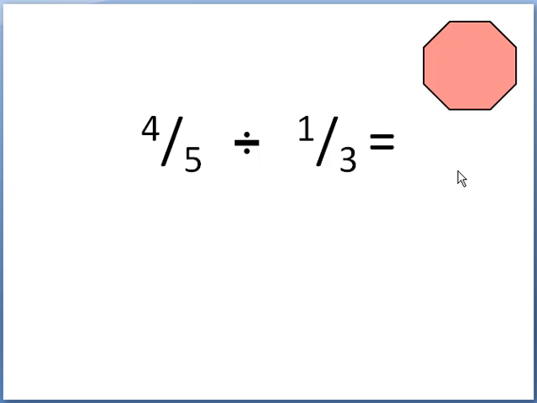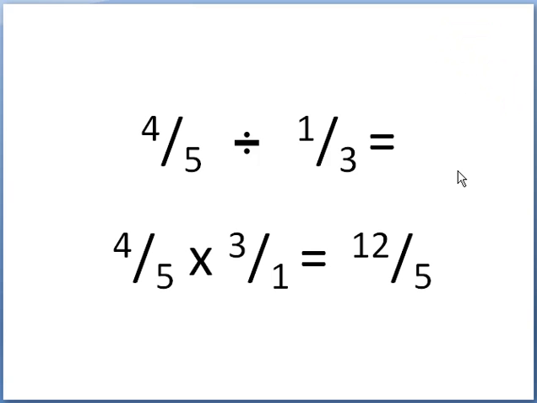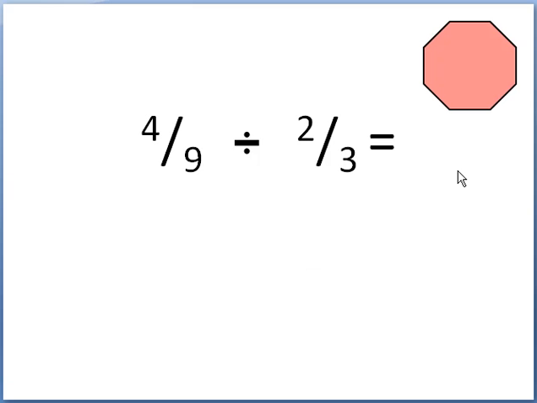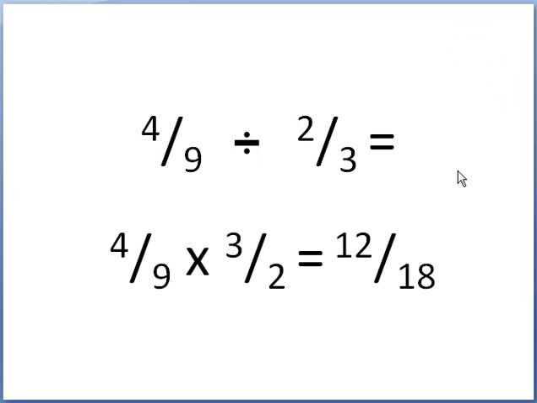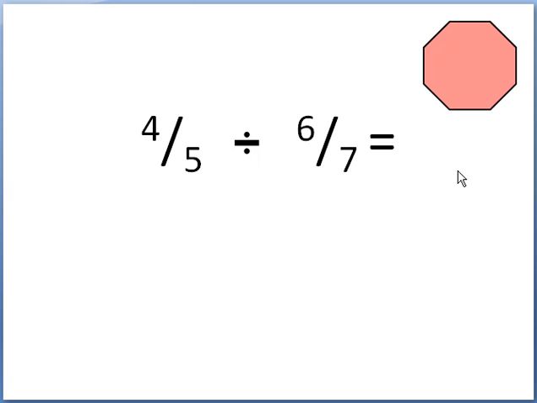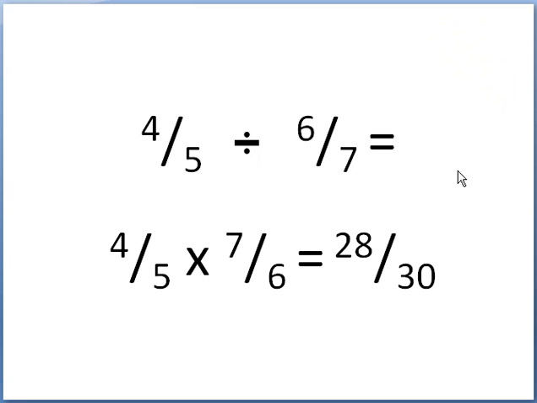Click on the stop sign and try to solve the problem. The correct answer of 4/5 divided by 1/3 is 12/5. Click on the stop sign and try to solve the problem. The correct answer is 12/18, though it has not yet been simplified. Click on the stop sign. The correct answer is 28/30, even though it hasn't been simplified.